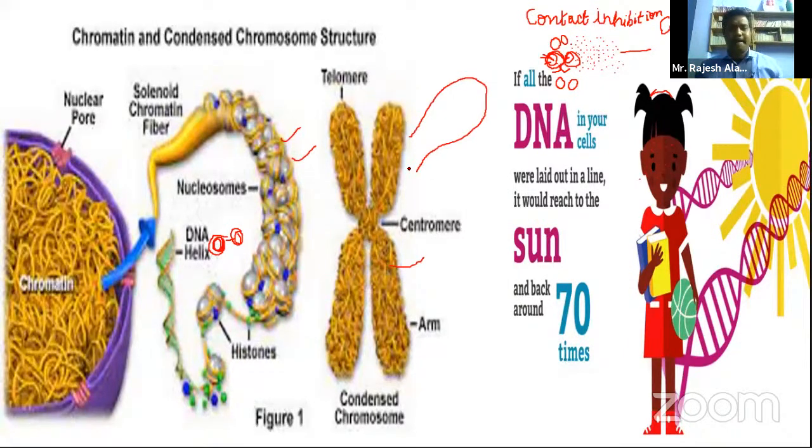It is called histone protein. Am I right? It is called histone protein. It is very, very important. These ball-like structures you can see in this diagram are nothing but histone proteins.